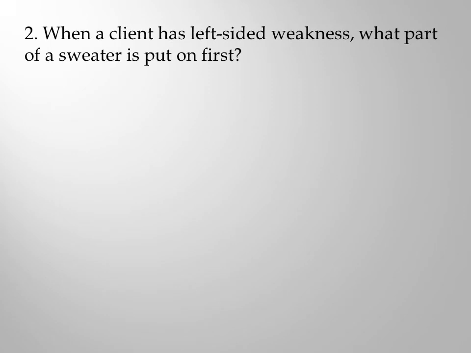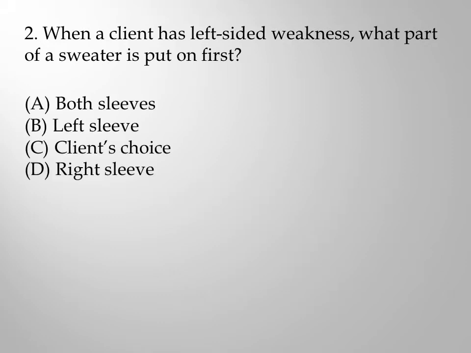When a client has left-sided weakness, what part of the sweater is to be put on first? The options are A. Both sleeves, B. Left sleeve, C. Client's choice, and D. Right sleeve. And the answer is option B. Left sleeve. If the patient is having left side weakness, then the sweater is put on the left sleeve first.